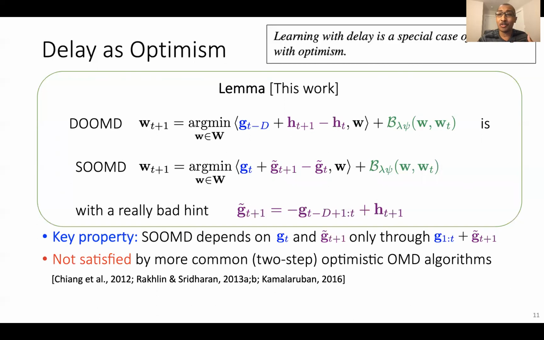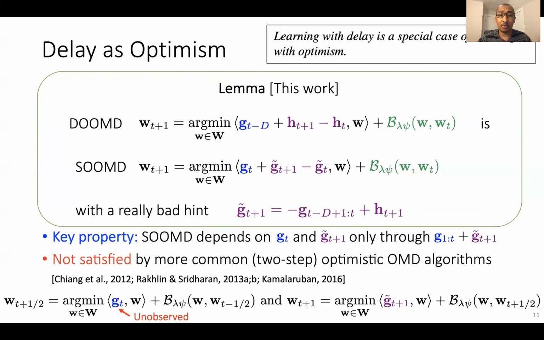Now, this isn't true for every algorithm. In particular, this property is not satisfied by the more common two-step optimistic OMD algorithms that have been proposed in a number of different papers. So this is roughly what those algorithms look like. They imbue online mirror descent with optimism in two different stages. And the problem with these algorithms from our standpoint is that they rely explicitly on GT, which is a quantity that's unobserved.